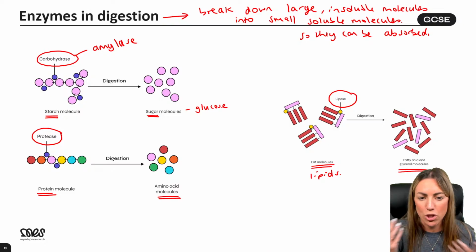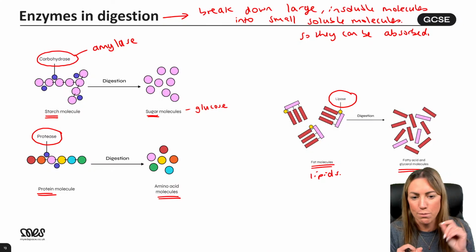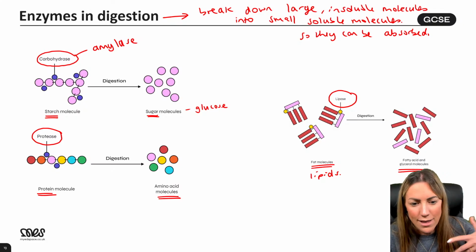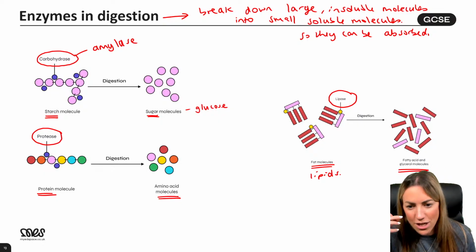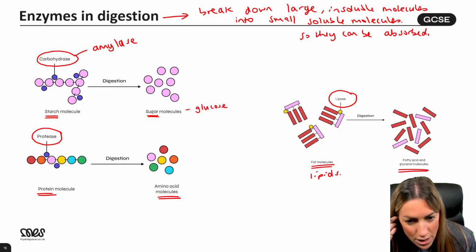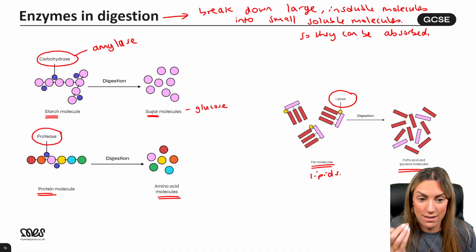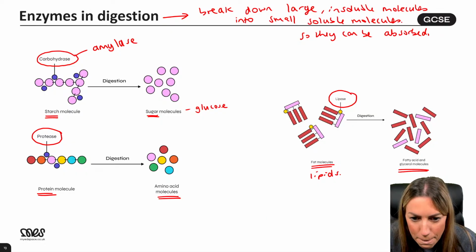And this is something that we should definitely know. It could be a multiple choice question, it could be a table, it could just be name the product from protein digestion, name the enzyme. Substrate is what reacts. Substrate is like the reactant in an enzyme controlled reaction.